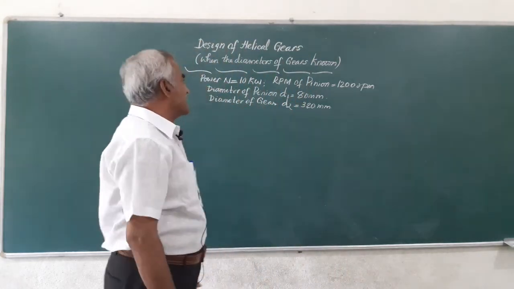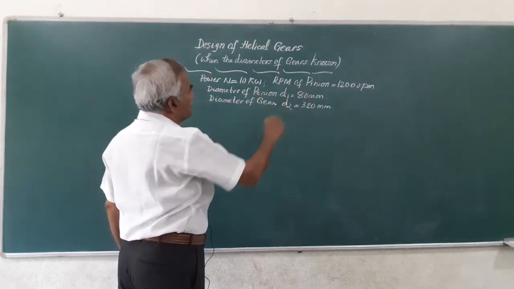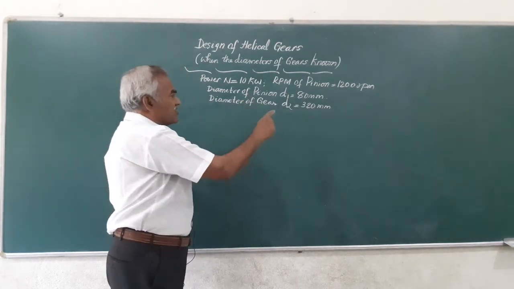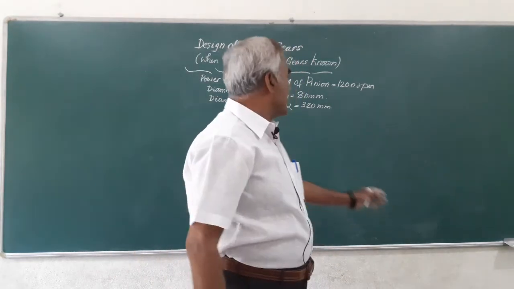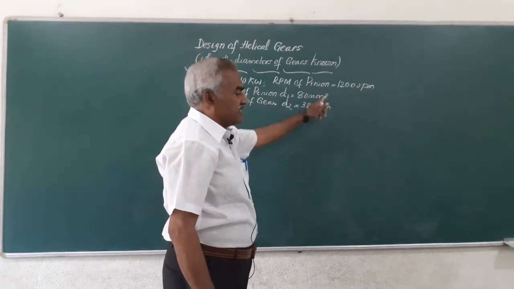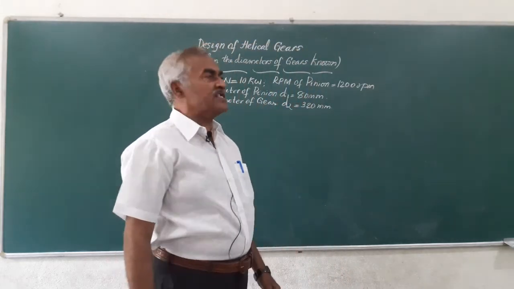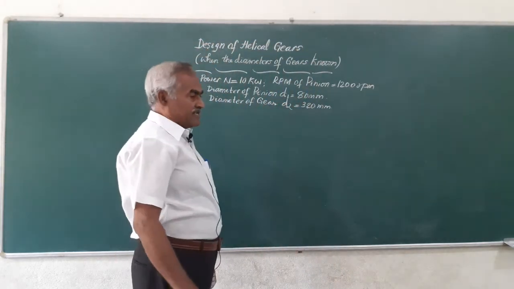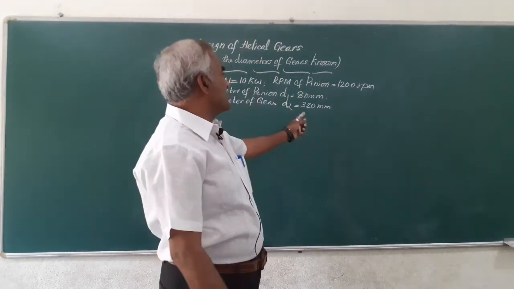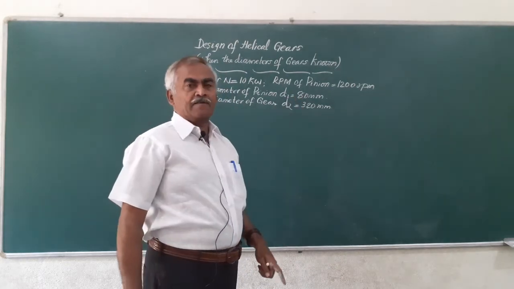So, I have taken a small example wherein the power to be transmitted is 10 kilowatts. They have given the RPM of the pinion as 1200 RPM. The diameter of the pinion and the diameter of the gear are also given. Friends, you know very well that here the data given is both the diameters D1 and D2 are known. That is, the diameter of the pinion D1 and that of the gear D2 are given as 80 millimeter and 320 millimeter. So, very obviously, if you see this ratio, that is d2 by d1 will give you 320 by 80, that is 4.